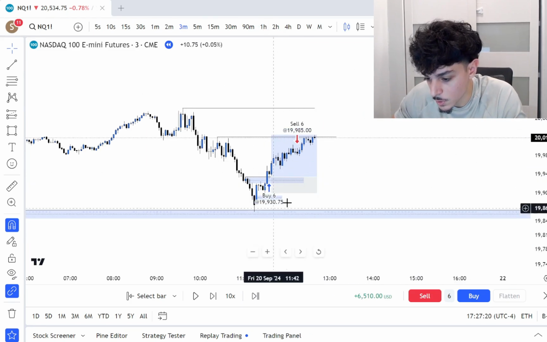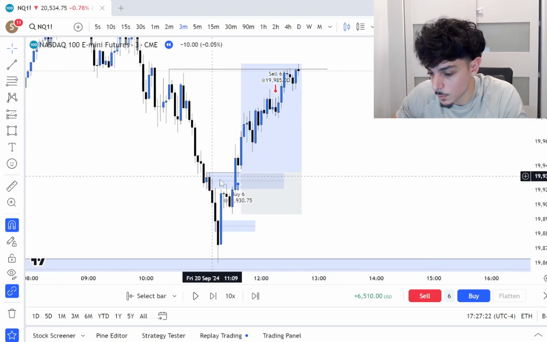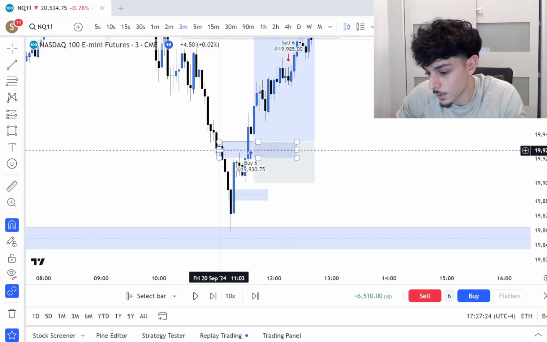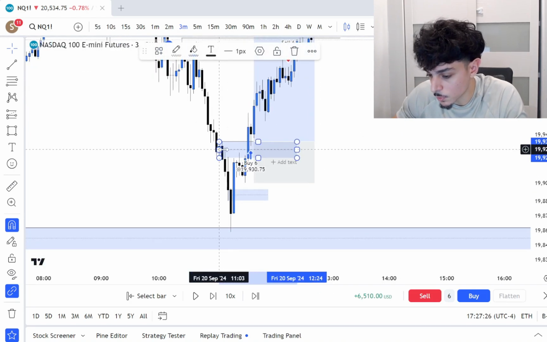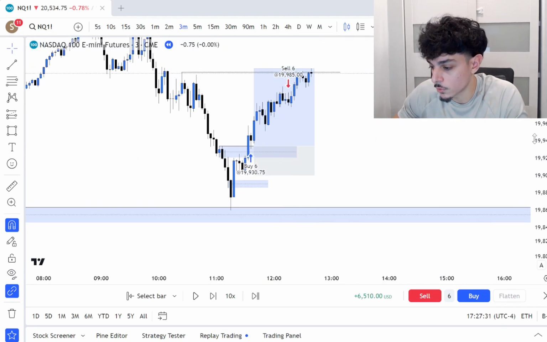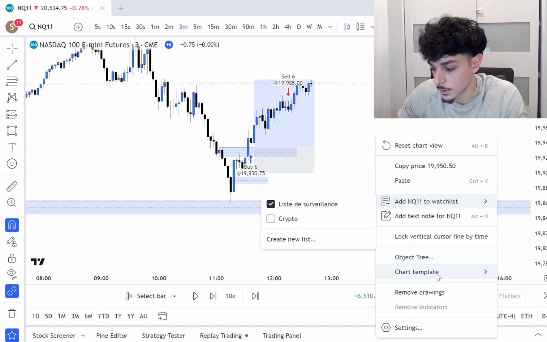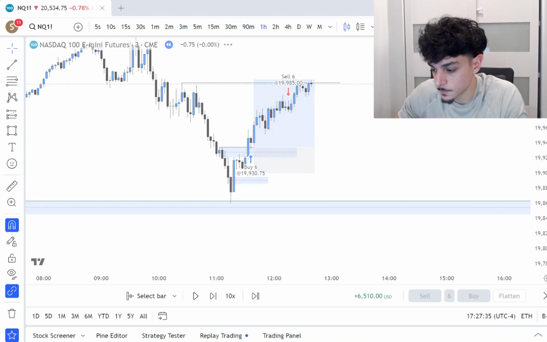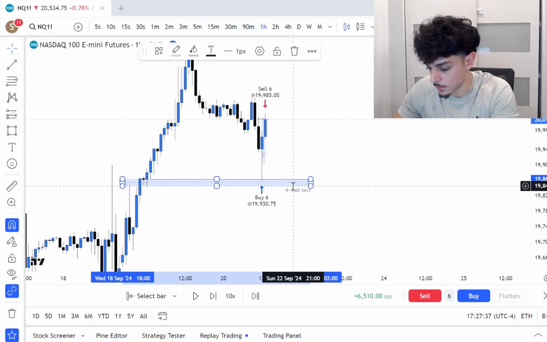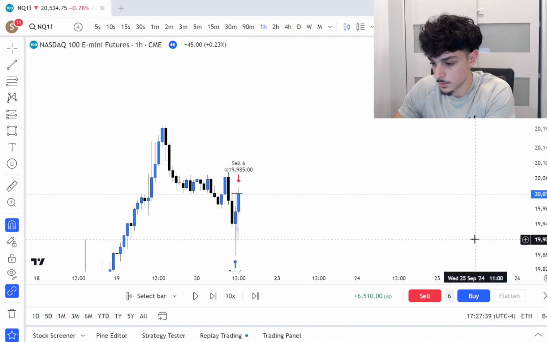So London low sweep, market structure shift on the 3 minute chart, bearish order block turned into a bullish breaker because we disrespected it, and then we longed for 1 to 2 with stop loss below the lows here. That is the first scenario. Let's go and find another one here.